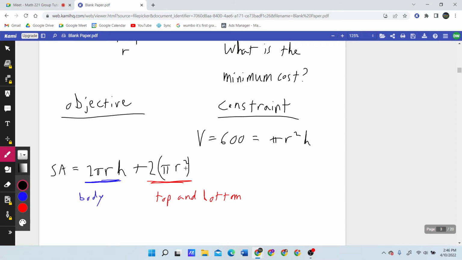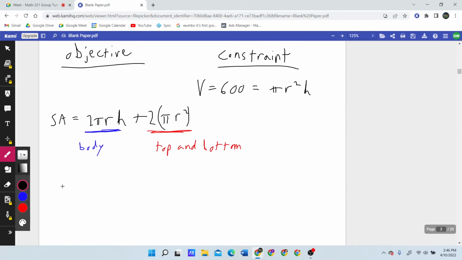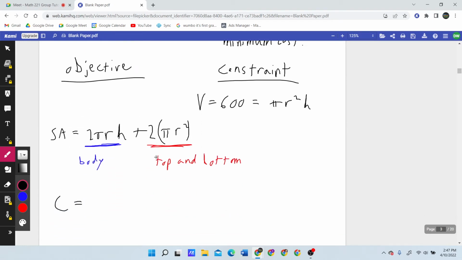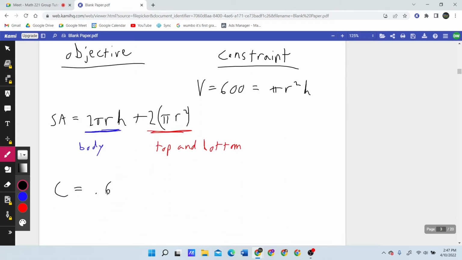Okay. For the next part, I need to say, what's the cost of this thing? C equals. And if I think about it, whenever I have a cost problem, all I need to do is multiply the cost by the formula, or at least the part of the formula that's affected. What do I mean by that? If the body, the blue, is 60 cents per square feet, then I'm multiplying my body equation by 0.6. 0.6 the cost times 2 pi r h. Any questions with that?